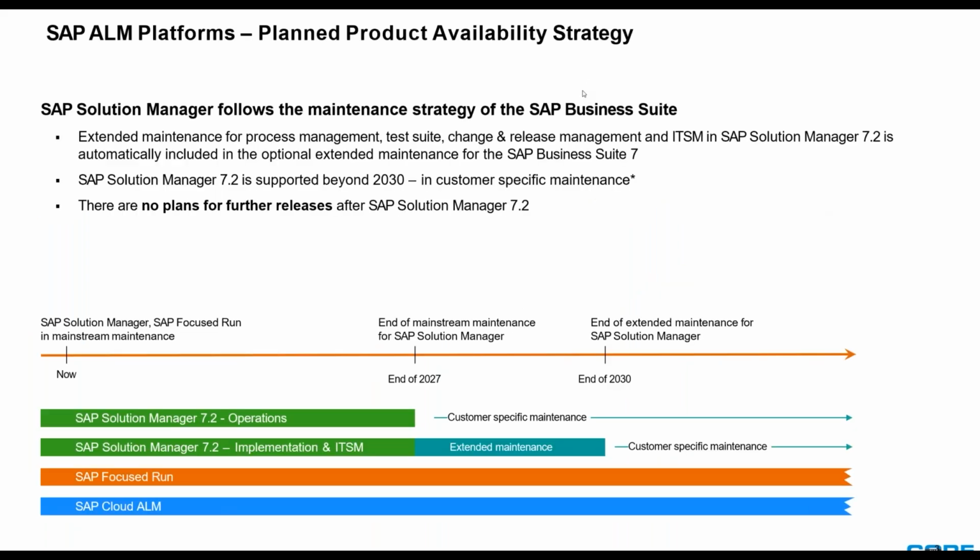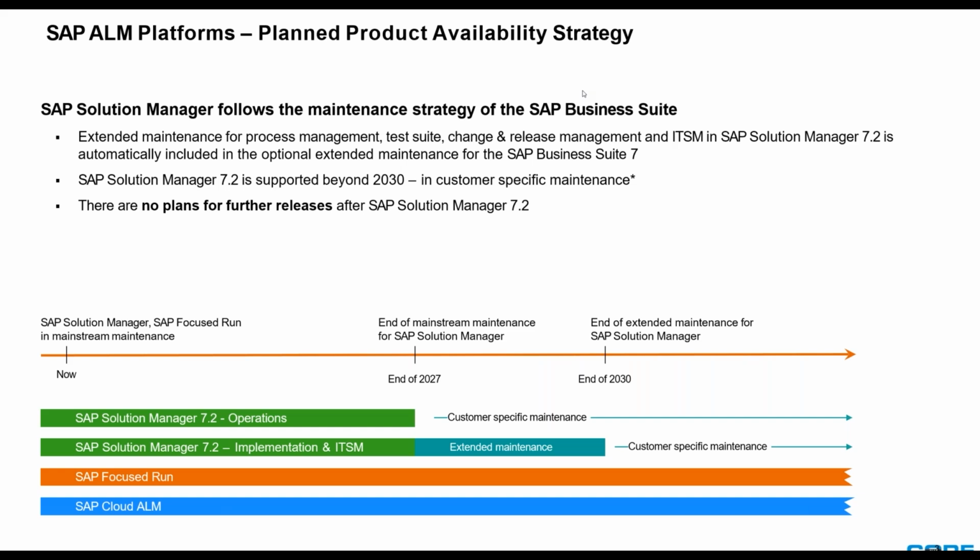Now, just to give you an idea, the planned maintenance strategy for SAP Solution Manager is that Solution Manager is going to go until the end of 2027 for operations, and at that point it will be at the end of maintenance. This covers anything that you do today from a monitoring perspective. If you're using it for business process monitoring or technical monitoring, all of those capabilities will be out of support at the end of 2027.